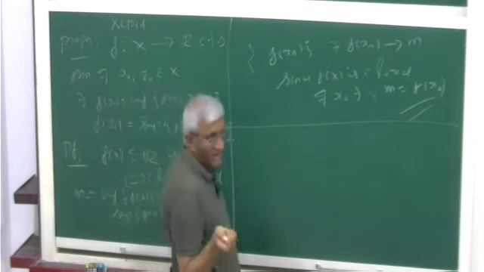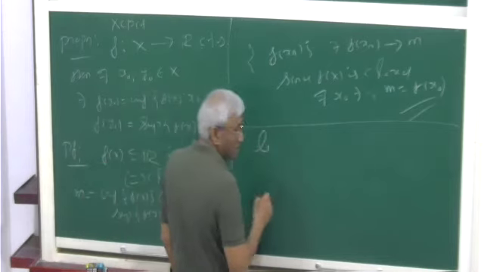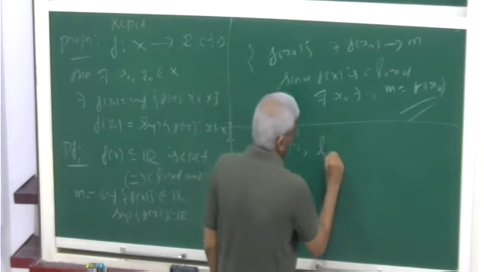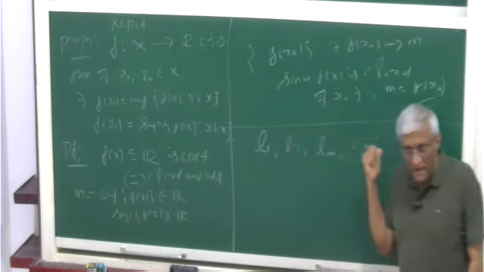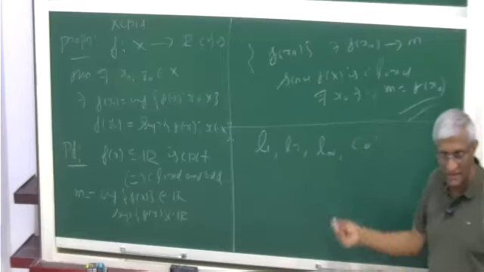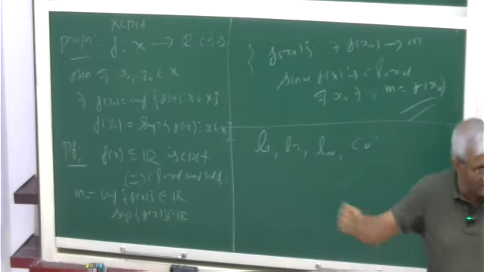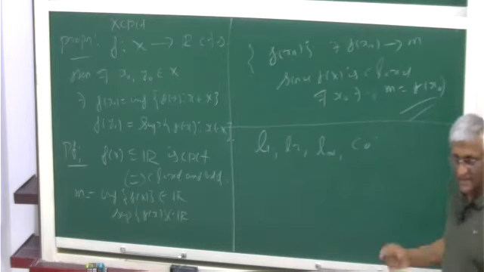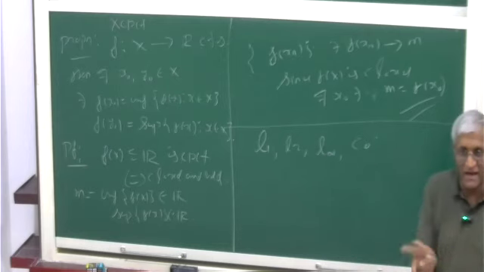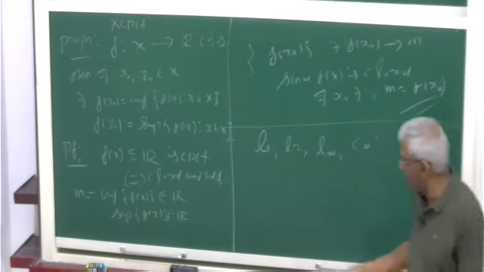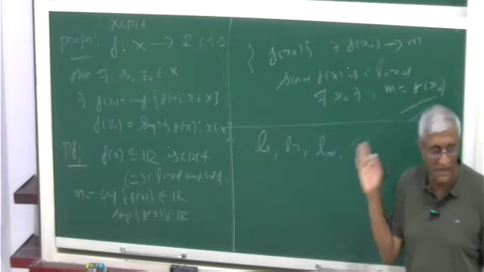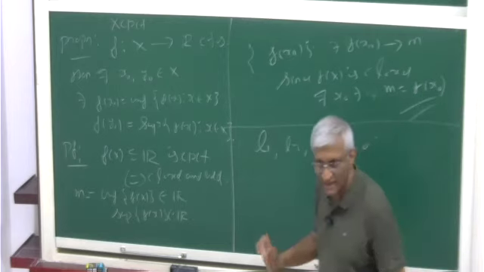Before that, I have already said that the unit ball in L1, L2, L infinity, or even C0, they are all not compact. I have already shown this for all of them, because you just take the sequences with 1 at the nth place, zeros everywhere else. That sequence does not have any convergent subsequence, because the distance between any two is a constant, 2 or root 2 or 1. Because of that they are not compact.